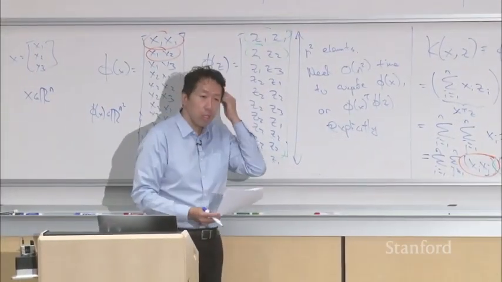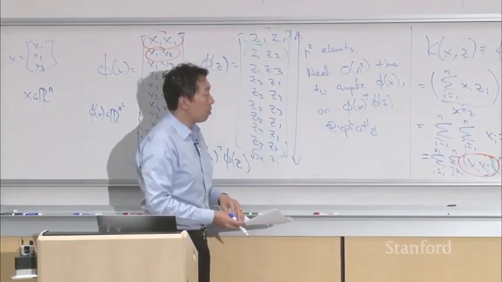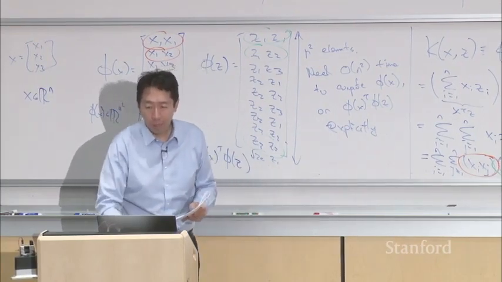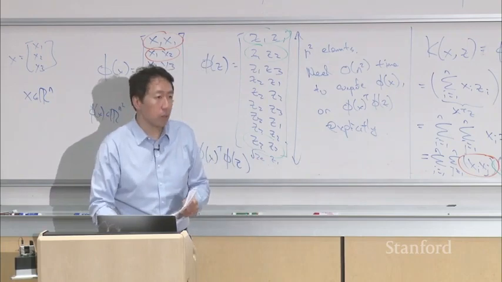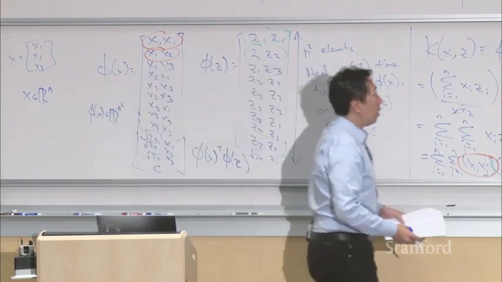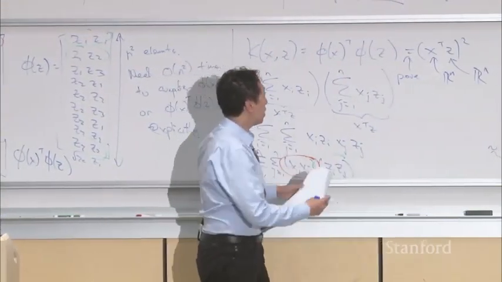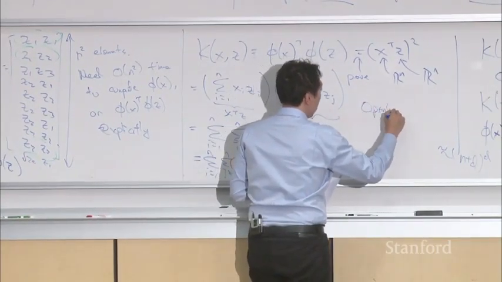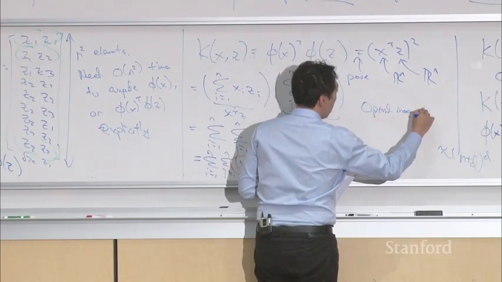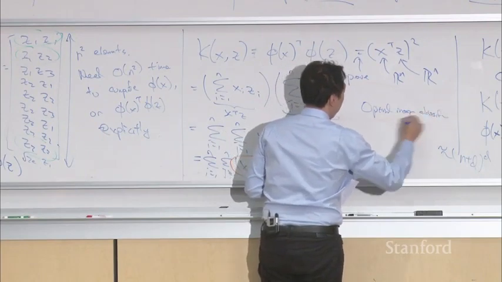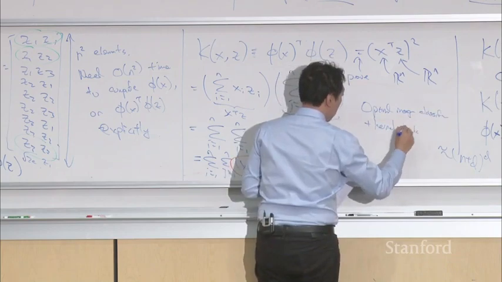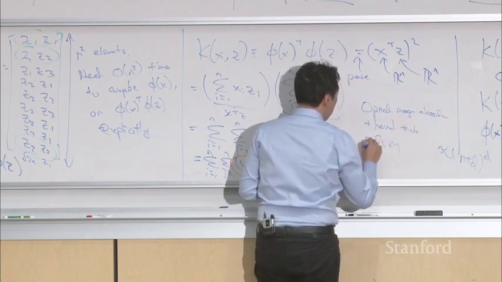So what the support vector machine is doing is taking the optimal margin classifier that we derived earlier, plus the kernel trick. That is the support vector machine.